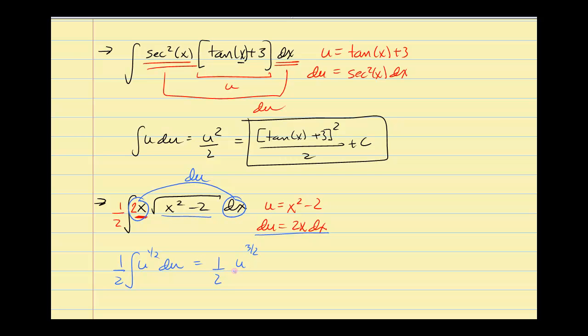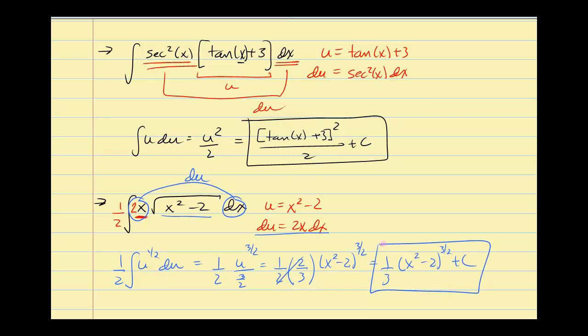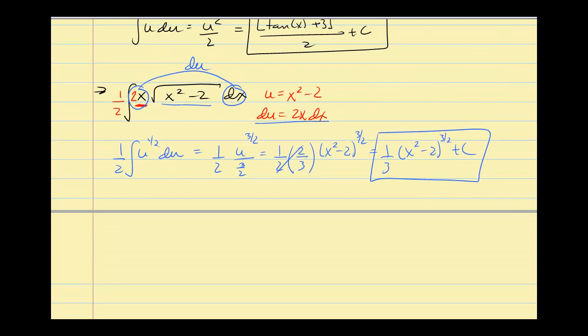U to the 3/2 divided by 3/2. When you divide by a fraction, you multiply by the reciprocal, so dividing by 3/2 becomes multiplying by 2/3. U to the 3/2. U in this case was x squared minus 2 to the 3/2. The 2's cancel. 1/3 integral x squared minus 2 to the 3/2 plus c. That's my solution. Now remember, indefinite integral, you need to have that plus c.